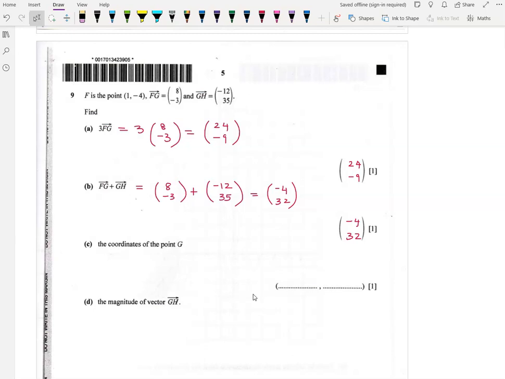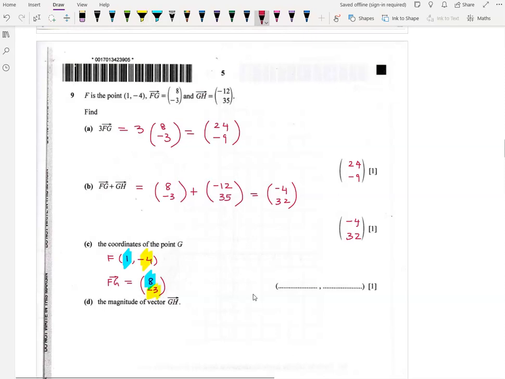Part C, work out the coordinates of point G. Now we know the coordinate of point F is (1, -4). Now vector FG means if you're moving from F to G, your column vector is (8, -3). So moving from F to G, you go 8 steps to the right and 3 steps down.